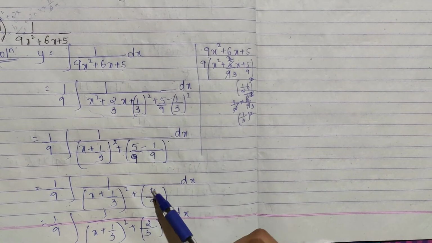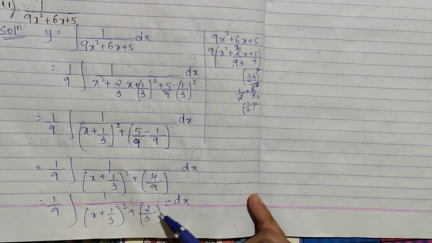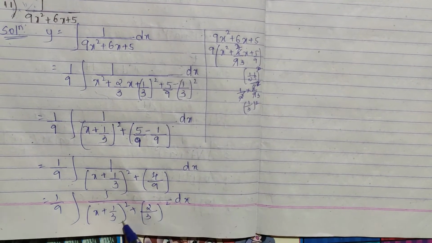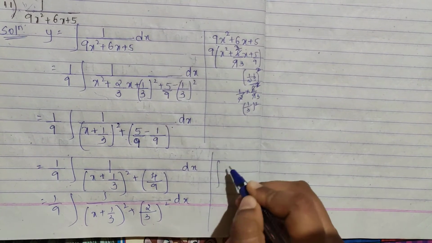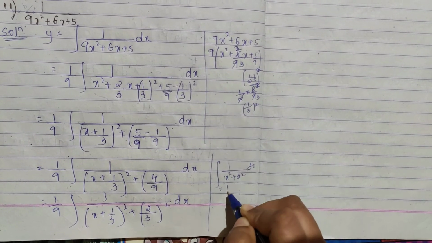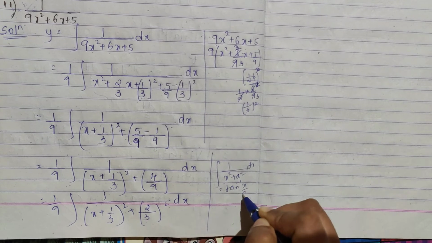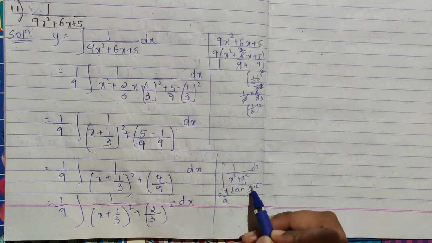See, 5 minus 1 is 4 by 9. 4 by 9, how can we write? 2 by 3 the whole square only. You can see you are getting the x square plus a square form. The integral of 1 by x square plus a square dx is nothing but 1 by a tan inverse x by a plus c.